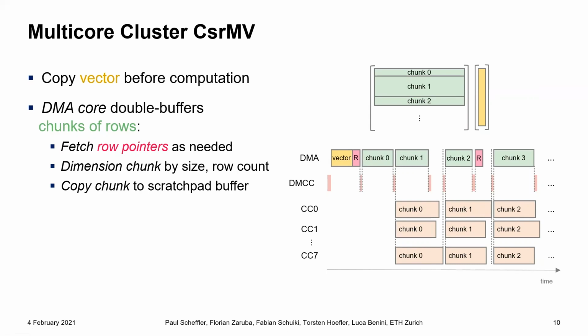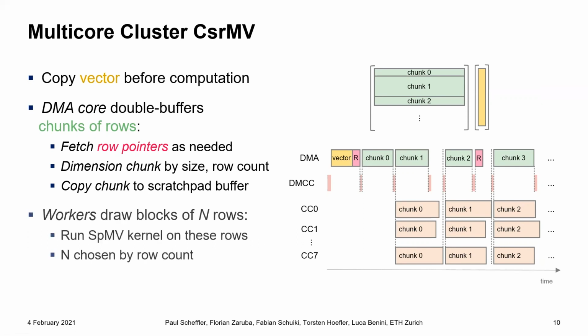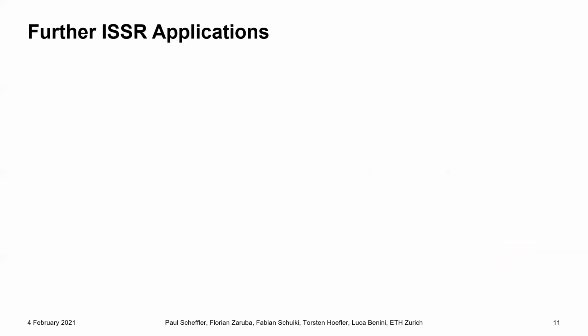And while it is copying one chunk, the worker cores will work on another chunk by drawing blocks of n rows from the current chunk. And then they will run the previously presented SPMV kernel on these rows, and the number of rows they pick at once is chosen by the row count. So if you have few rows, the cores will pick fewer rows to keep balance, but if there are many rows, the cores will pick many rows so that they have a high utilization.